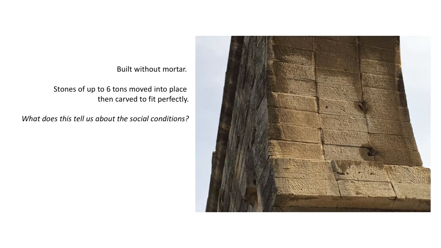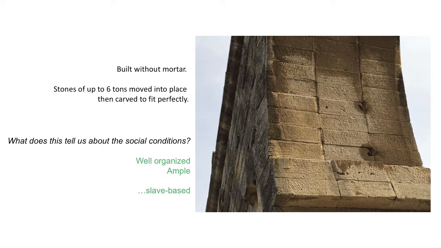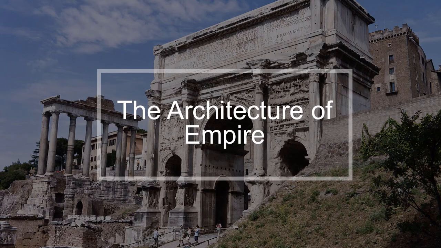We know that they were carved to fit perfectly in place. Some of them weighed up to 6 tons each. What does that tell us about the social conditions of Rome? It tells us at least that they were well organized, that there was an ample labor force, that they could take the time to do this very careful construction. And we know from archival material and histories that much of the labor was slave-based. So let's look at some of the exuberant architecture of the empire.